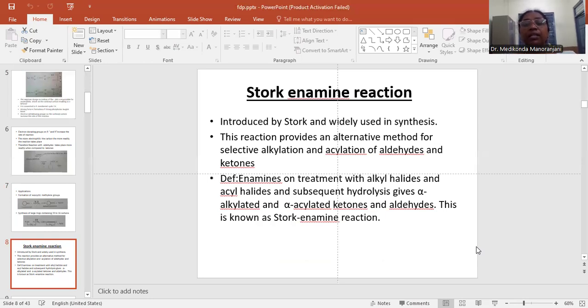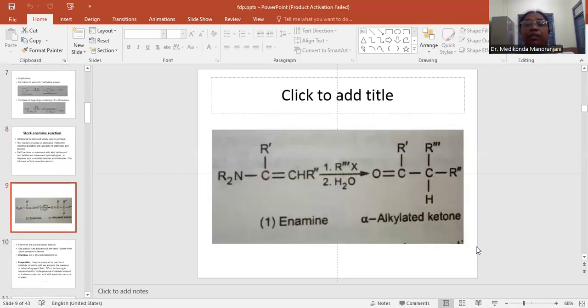Now let us see the definition of the Stork enamine reaction. Enamines on treatment with alkyl halides and acyl halides and subsequent hydrolysis give alpha-alkylated and alpha-acylated ketones and aldehydes. This is known as the Stork enamine reaction. Now this is the enamine. Enamine on treatment with alkyl halide, you will get alpha-alkylated ketone.